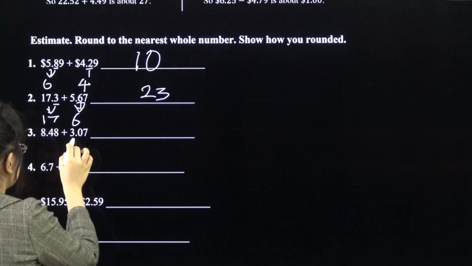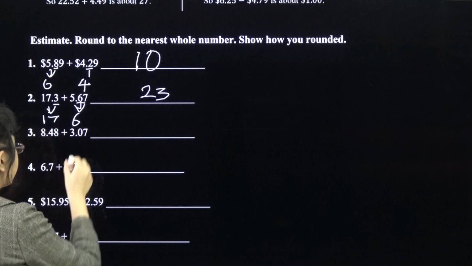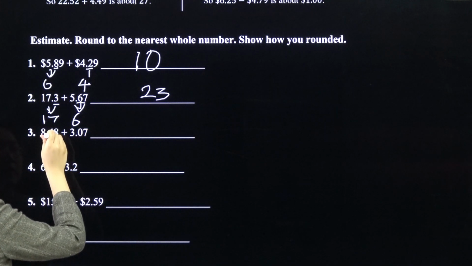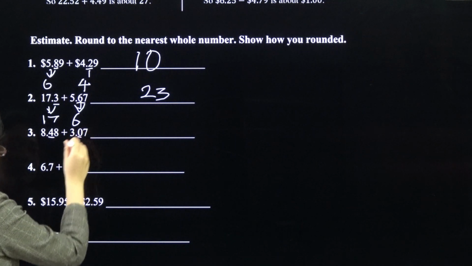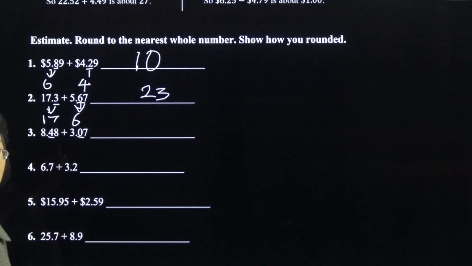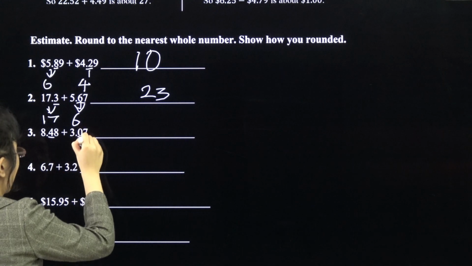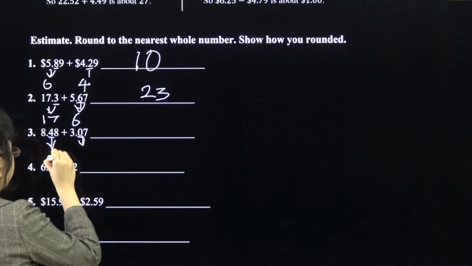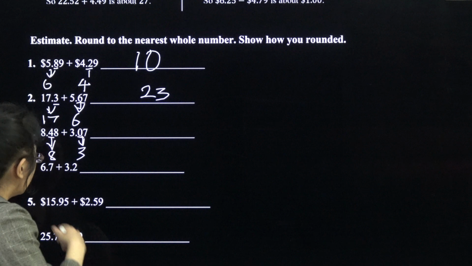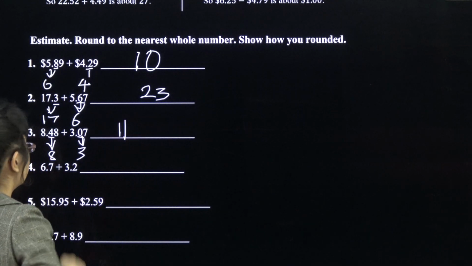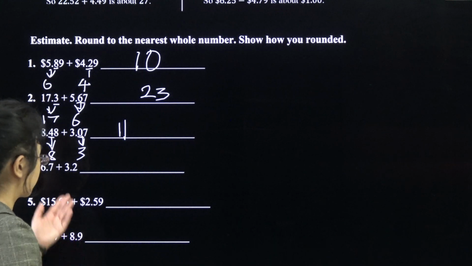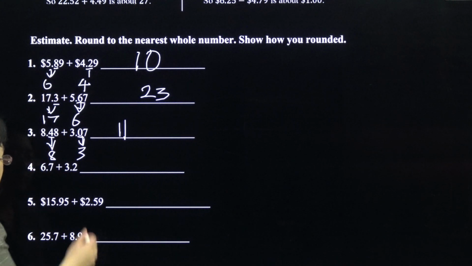8.48 plus 3.07. Now, 4 is in the tenths place for this one, and 0 is in the tenths place for this one. Both of these numbers are smaller than 5, so we round them both down. So then we get 8 plus 3, which is equal to 11. Or, well, the approximation would be 11.